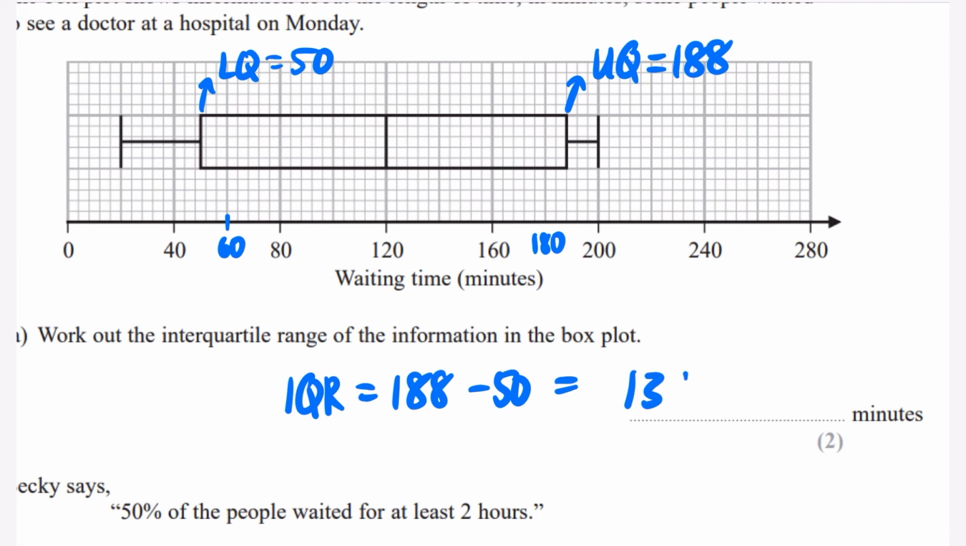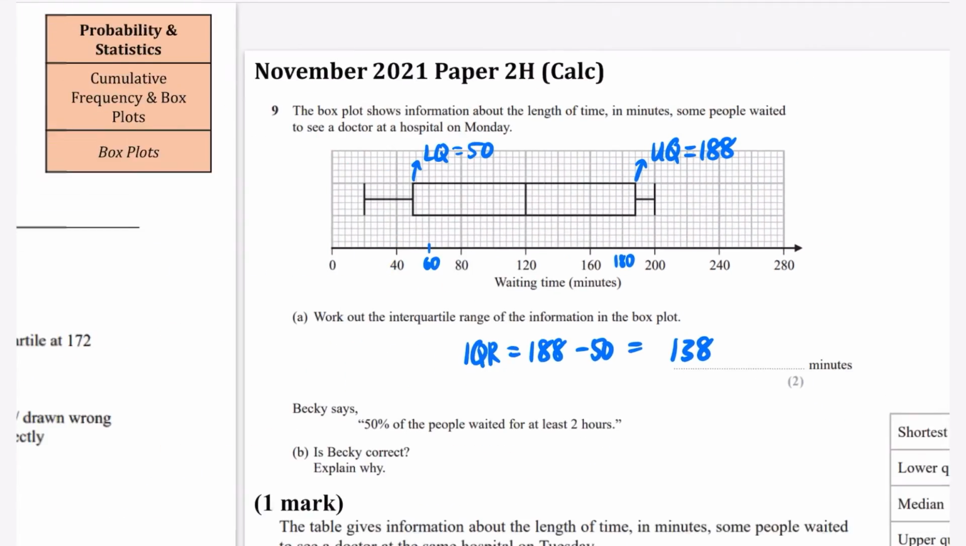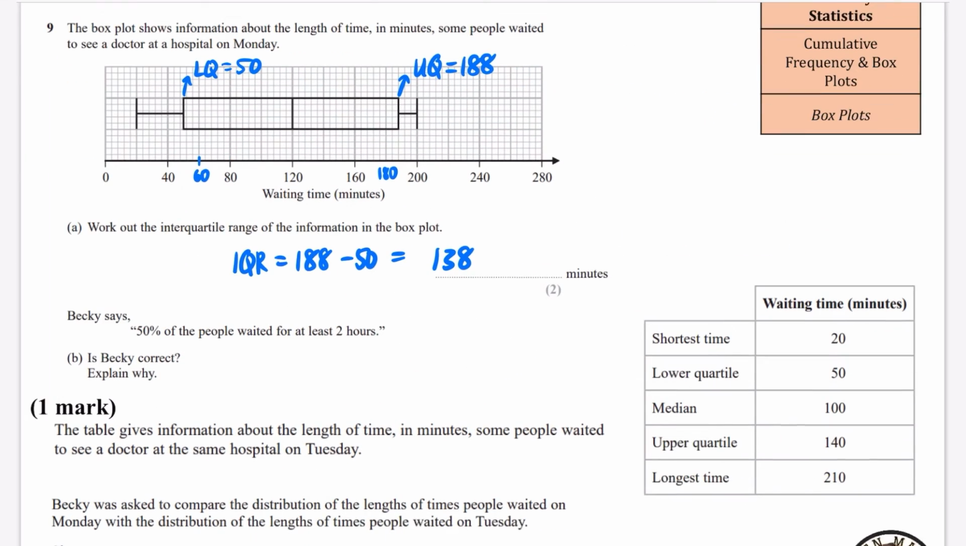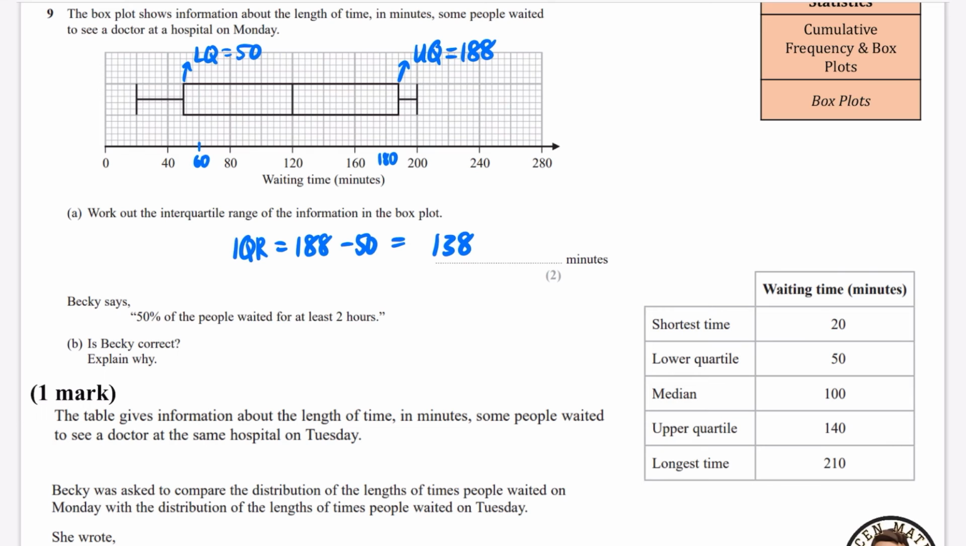That is going to be 138 when you subtract the 50. Becky says 50% of the people waited at least 2 hours. Is Becky correct? Well, we know that 2 hours is 120 minutes. And if we look at 120 minutes on the box plot, we can see that it is actually at the 50% point. So this is 50% here.